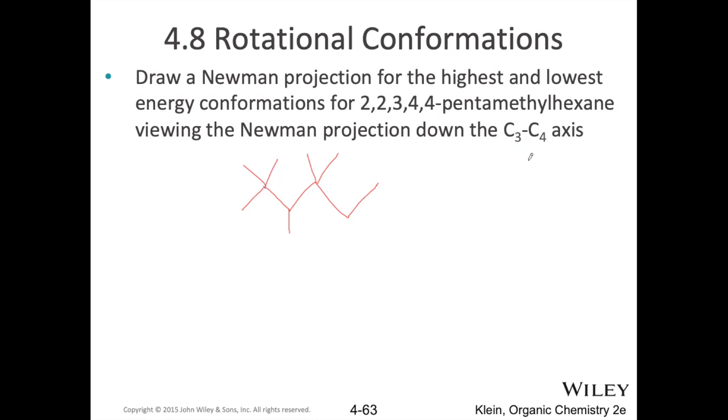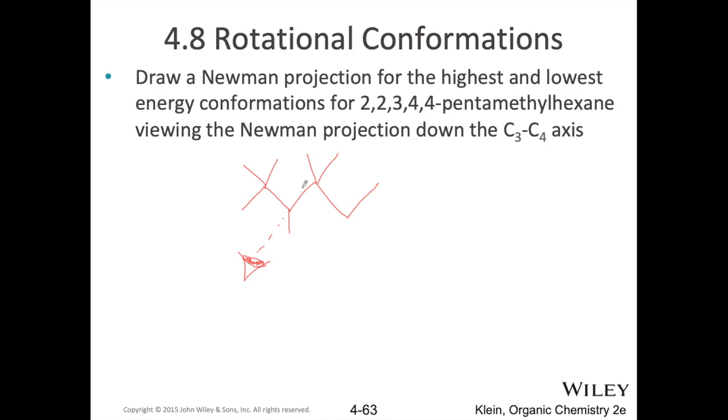Okay, we want to look down the axis of carbons 3 and 4. So that's these 2 carbons here. So you want to picture your eye looking down that bond. Okay, so take a second again if you want to pause the video and see if you can draw it now based on this diagram.